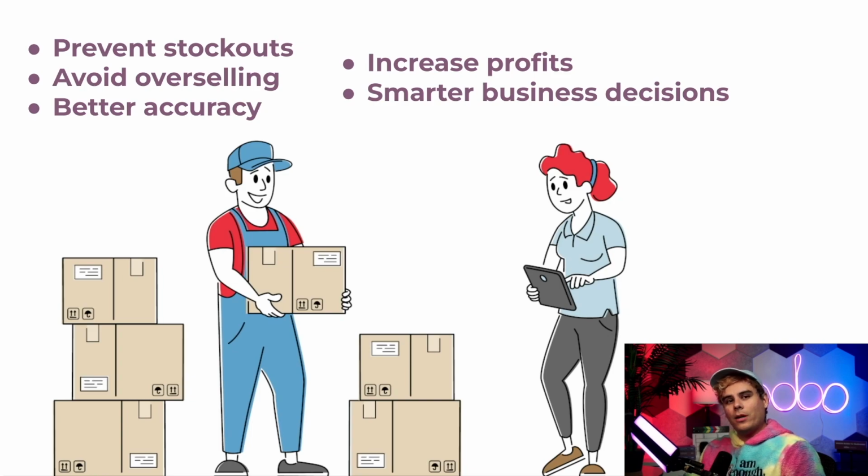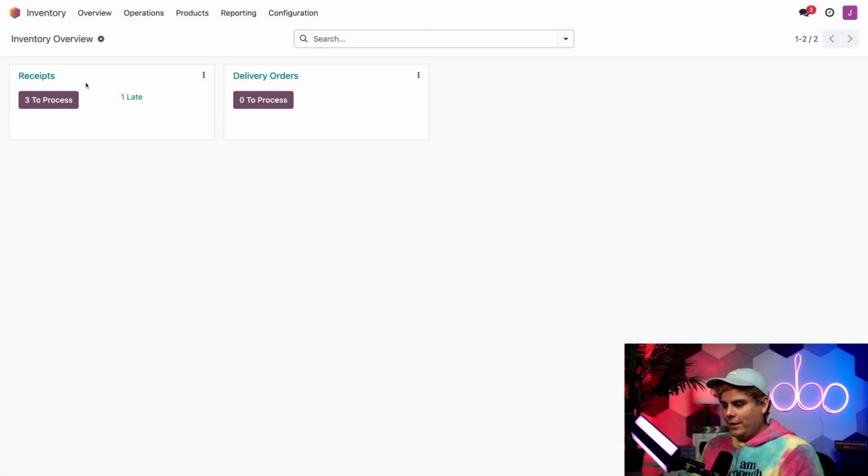So, let's explore how Stealthy Wood manages their warehouse using Odoo Inventory. Let's start with our most basic operations, receipts and deliveries. Now, the inventory dashboard shows all operations in our warehouse. To better understand how the entire process works from start to finish, I'm going to demo a typical workflow.